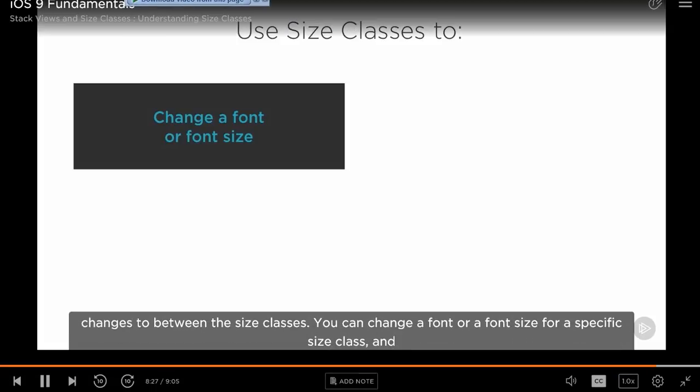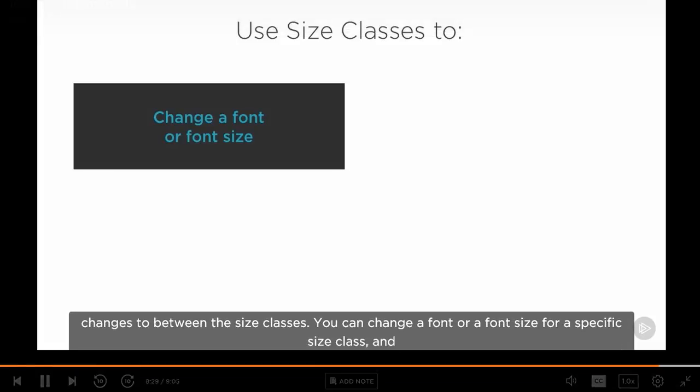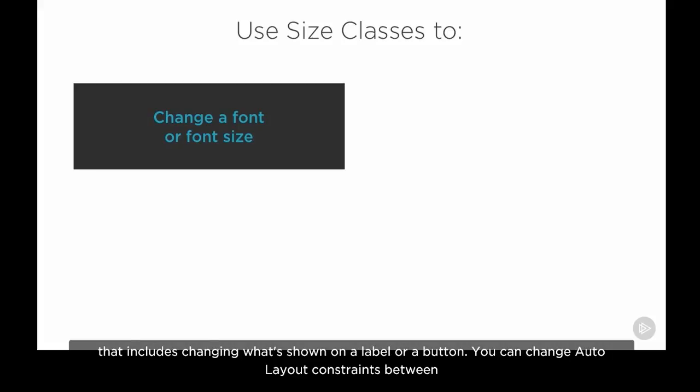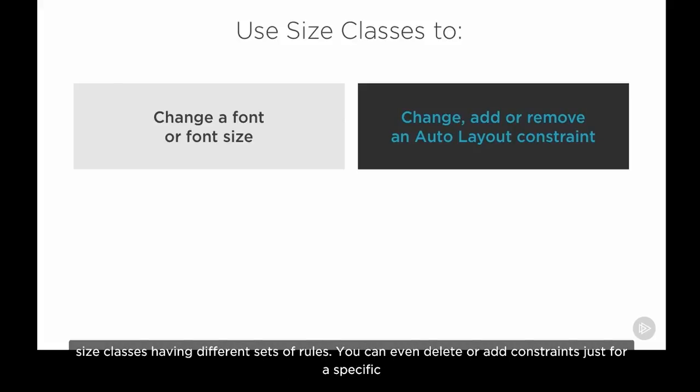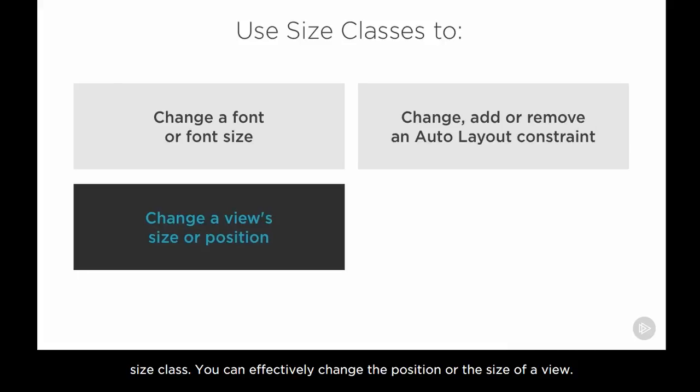You can change a font or a font size for a specific size class, and that includes changing what's shown on a label or a button. You can change auto layout constraints between size classes, having different sets of rules. You can even delete or add constraints just for a specific size class. You can effectively change the position or the size of a view.